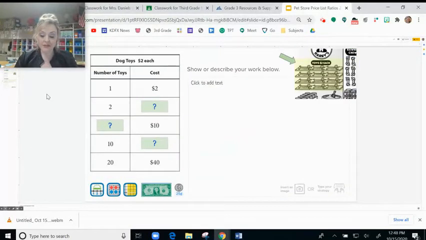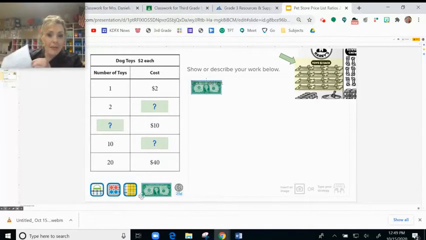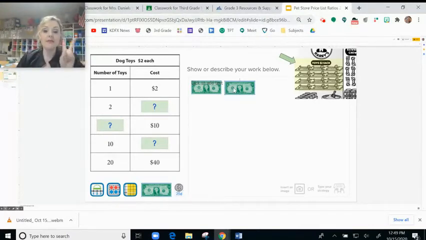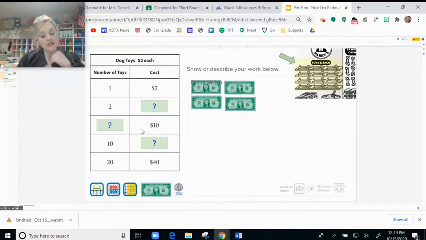Now we're going to do dog toys, $2 each. 1 group of 2 is 2. 2 groups of 2. Let's see if we use a different tool. They're giving us lots of different tools that you can actually click on and use, but I think I'm just going to keep the money going because we're talking about money. We're in a store. It just makes good sense to keep using the money. So if one group of 2 is 2, 2 groups of 2 is, that's right, 4. We're making arrays with money.